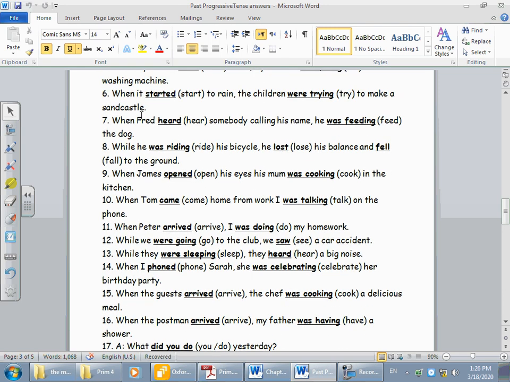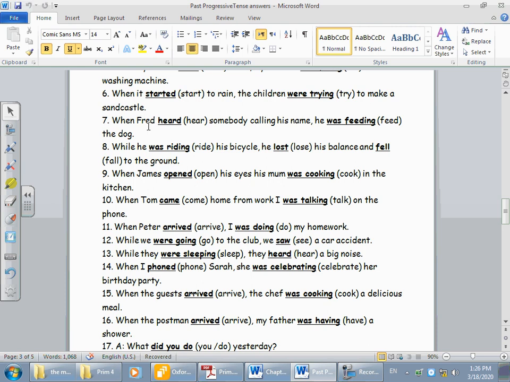Number 6: When it (start) to rain, the children (try) to make a sand castle. After when comes the past simple. So it should be started, and the second sentence should be were trying.